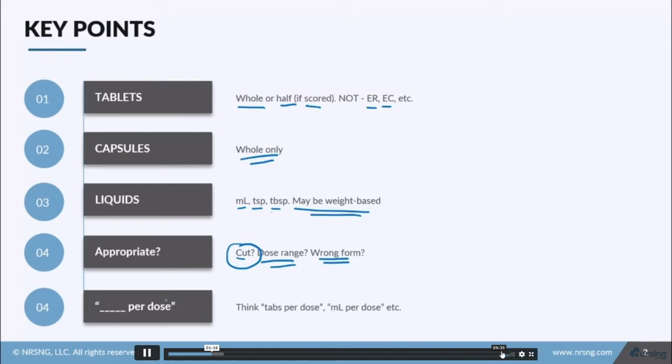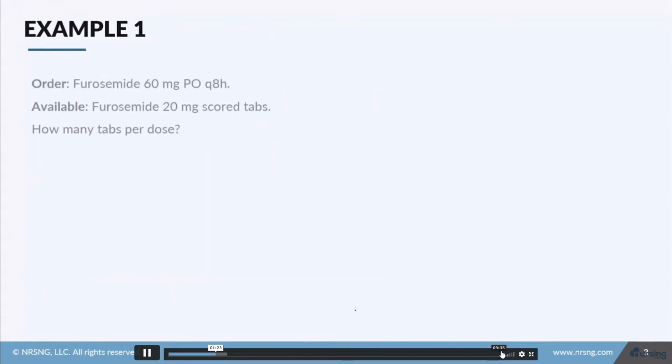And then anytime we're doing these medications, you're always going to think per dose. So tabs per dose, milliliters per dose, etc. All right, let's work some out. Example number 1, the order is for furosemide 60 milligrams, PO every 8 hours. Available is furosemide 20 milligrams scored tabs. How many tabs per dose? Let's start with the dosage formula. Dosage formula says what we want, so that would be 60, over what we have, 20, times what it's in, 1 tab. And that gives us 60 divided by 20, 3 tabs.